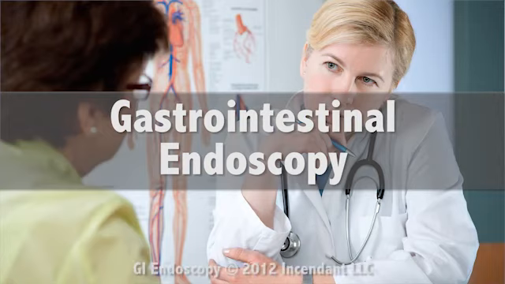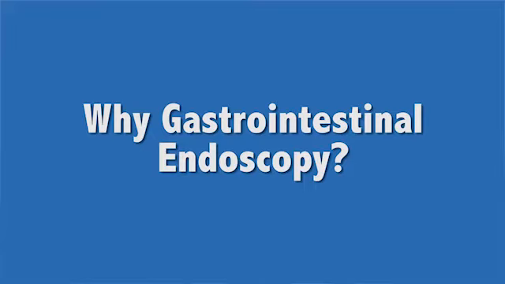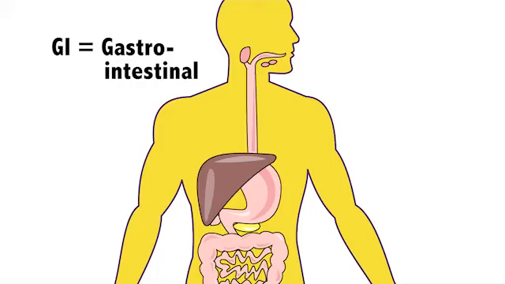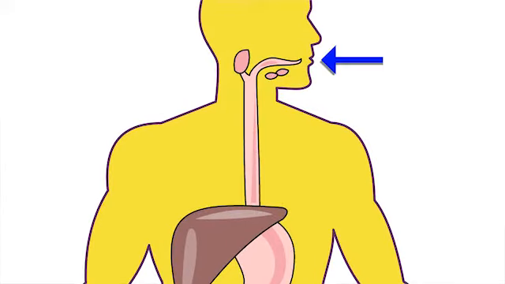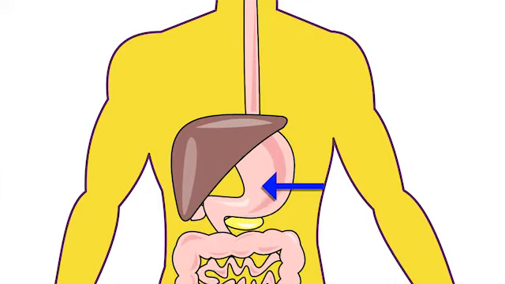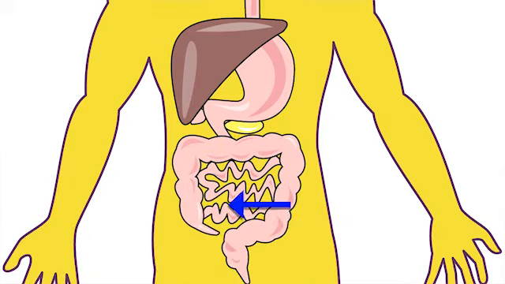Your doctor is recommending an endoscopic study. Why does your doctor want you to have gastrointestinal endoscopy? Your GI or gastrointestinal tract is basically a tube that extends from your mouth to your rectum. The GI tract includes your mouth, esophagus, stomach, duodenum, small intestine, and large intestine or colon.